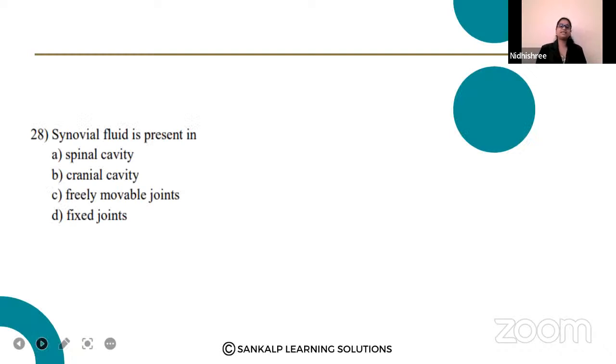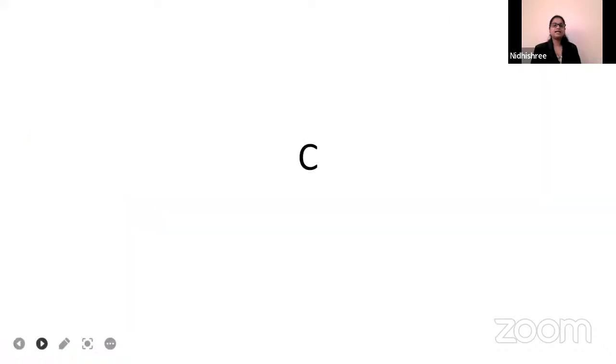Synovial fluid is present in which cavity? Spinal, cranial, freely movable joint, fixed joint. Saima Kanchanaraj option A. Nandish option C. Amruta option A. Pallavi option C. Let us check the answer. The right answer is option C, that is freely movable joints.